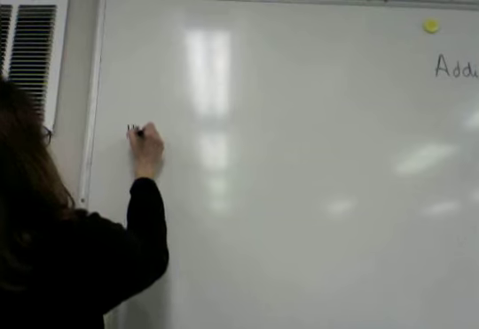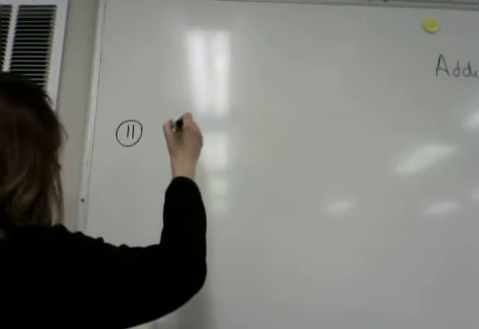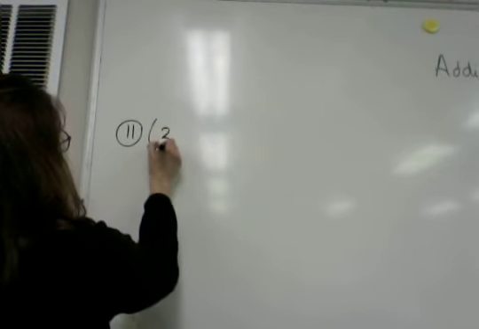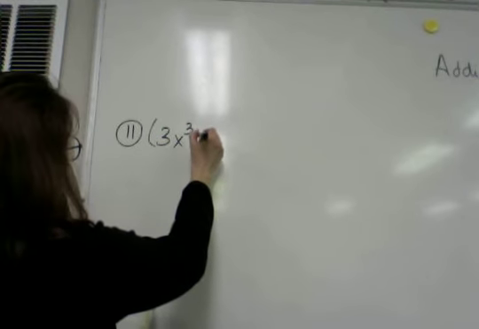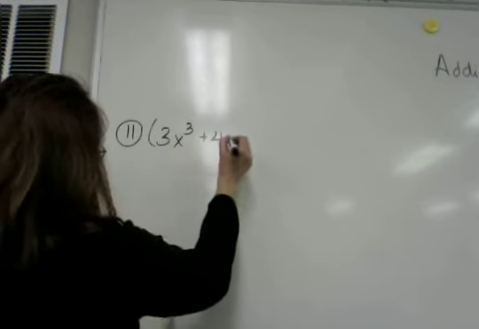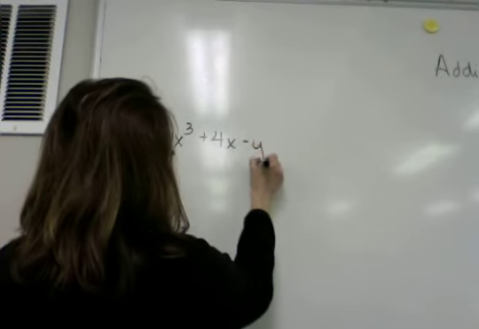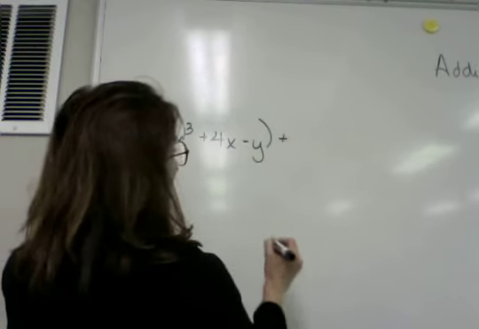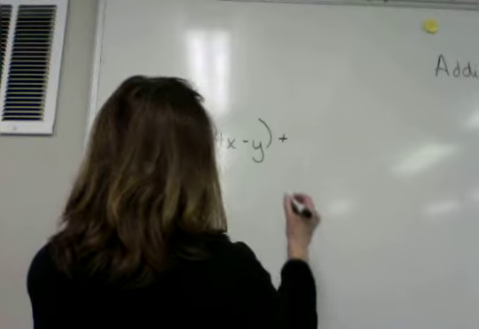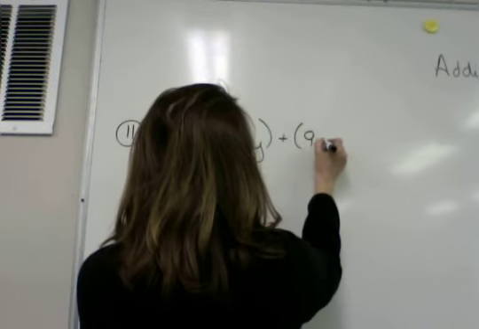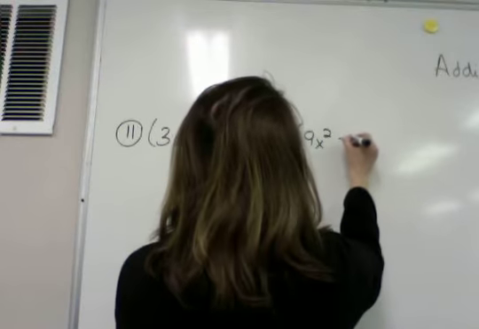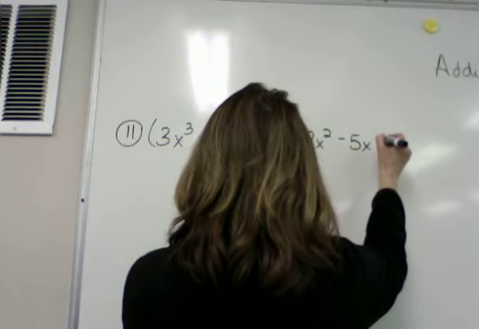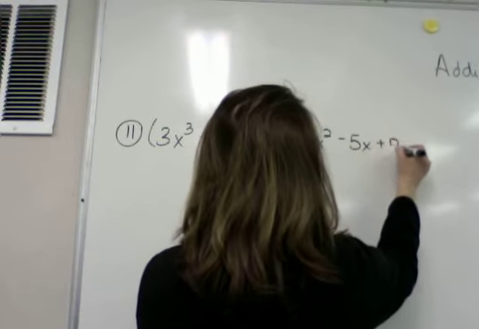So I'm going to do number 11 on page 377. It's rather long. I should have written it down, but I ran out of board room. So let me go through here. That's one parentheses. And then we are going to add the next one, which is 9x squared. I tried to choose a long one. 9x squared minus 5x plus 7.